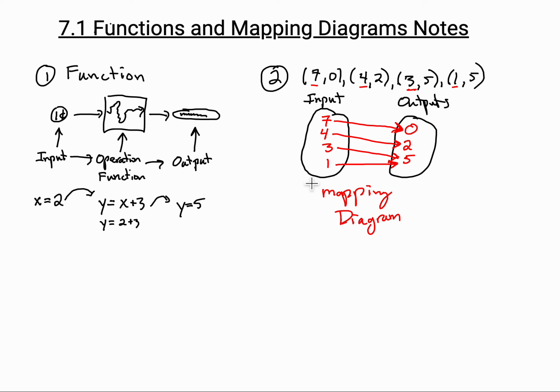So in algebra, when we get a little bit more complex, we also call the input the domain, and the output is called the range. Those are two other names that we can use for those.